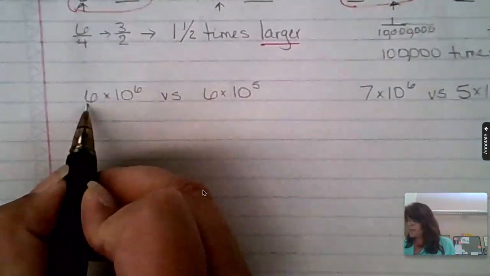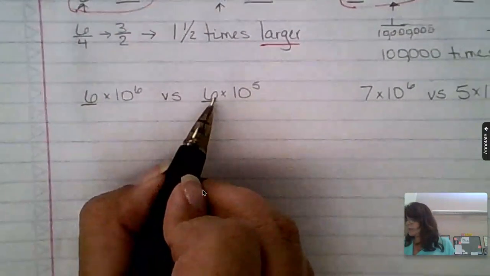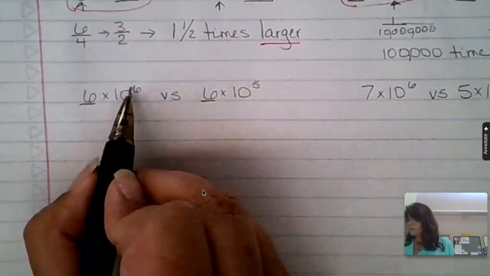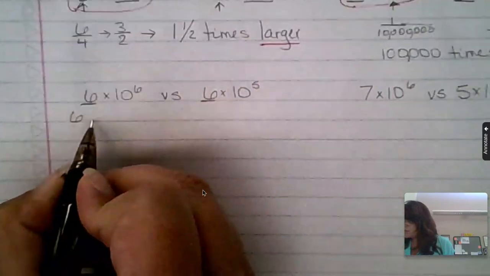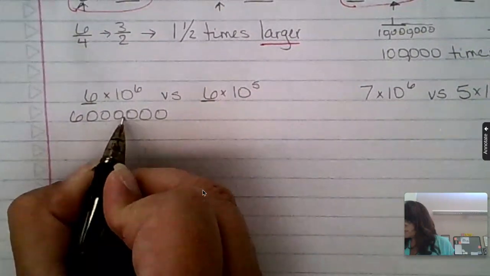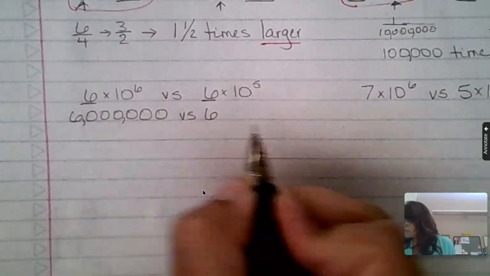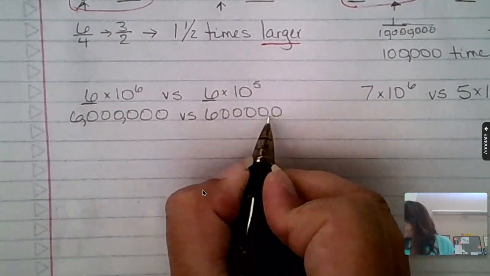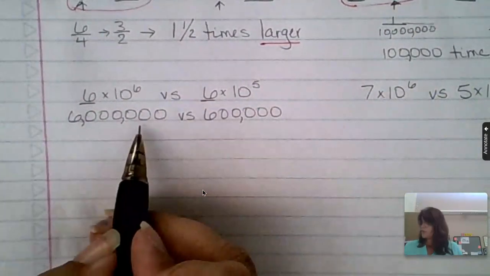What if I have, again, the same leading number, but different exponents? This is saying 1, 2, 3, 4, 5, 6. One, two, three, four, five. 600,000 versus 6 million.